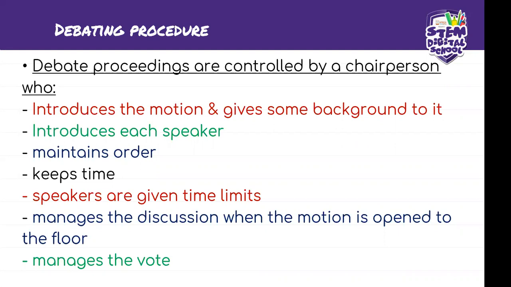Then again, the chairperson also manages the vote, but usually in school, instead of managing the vote, that is when your teacher will be assessing you based on your verbal communication, your non-verbal communication, everything you have been saying, how you use the language structures, how your viewpoints link with each other, and things like that.